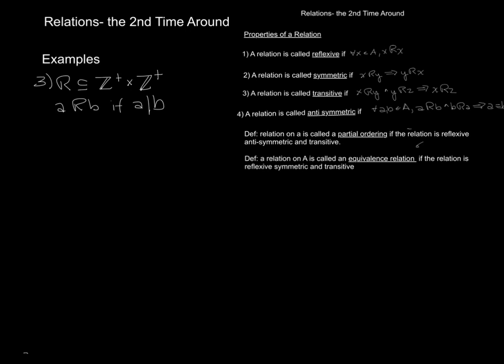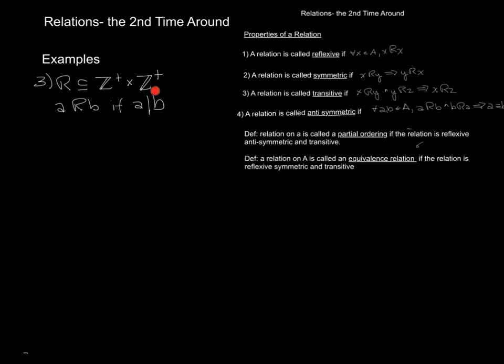Our last example has a little bit of a different notation. It says R is a subset of Z positive cross Z positive, and a is related to b if a divides b. So just looking at this notation, it's actually quite consistent. It's just a different way of saying relation and of expressing our relation.